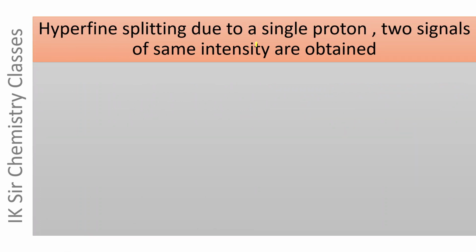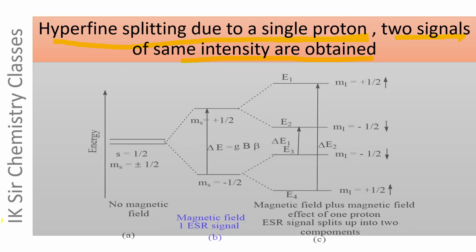Hyperfine splitting due to a single proton. If hyperfine splitting takes place due to a single proton in hydrogen atom, two signals of same intensity are obtained as illustrated below.